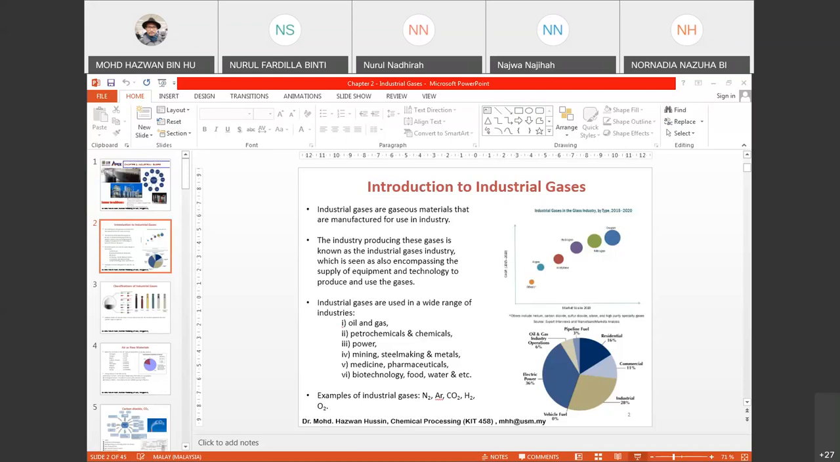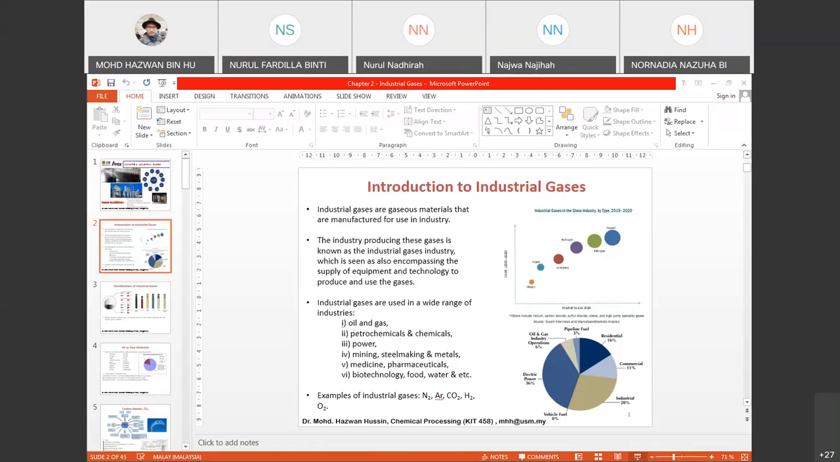As you can see here, I'm sharing the industrial gases in the glass industry. In the glass industry, they use gas as part of the process. You'll see that oxygen is the highest, because in order to burn the glass you need oxygen for combustion, followed by nitrogen, and so on. Apart from that, you can also see the use of industrial gas ranging from electric power, industrial, commercial, residential, oil and gas, and pipeline fuels. Examples of industrial gases are nitrogen, argon, carbon dioxide, hydrogen and oxygen.